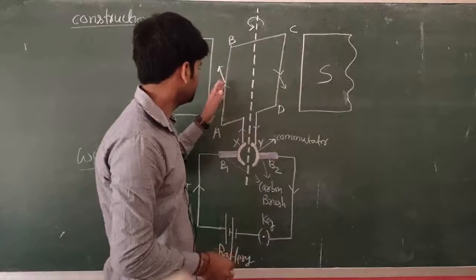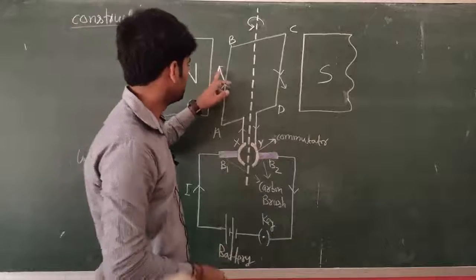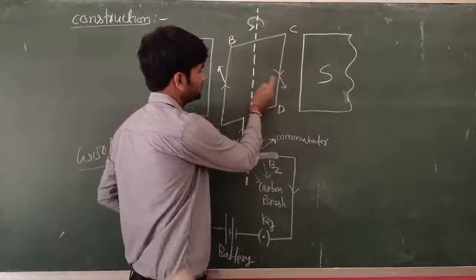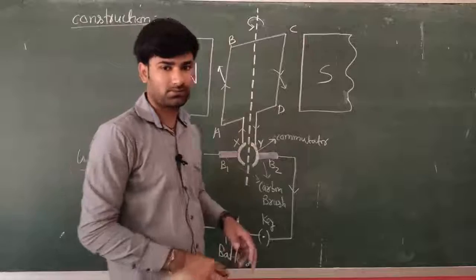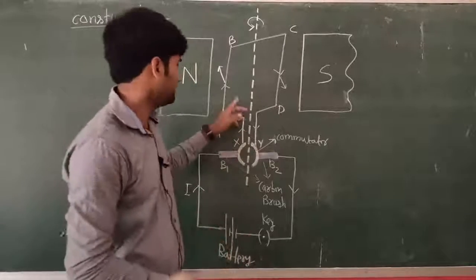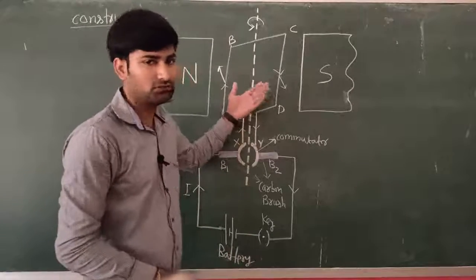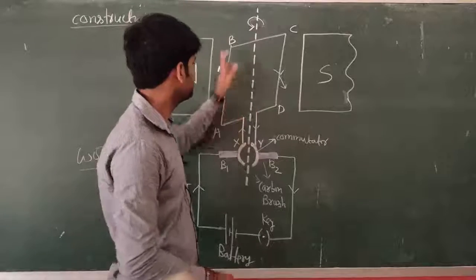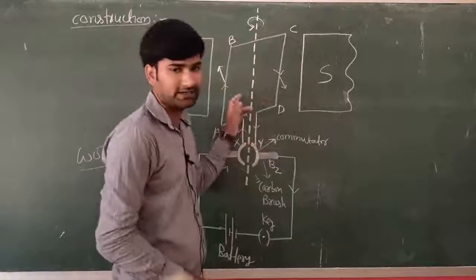So you can see these equal and opposite forces. They form a couple and torque which rotates this ABCD in this magnetic field.